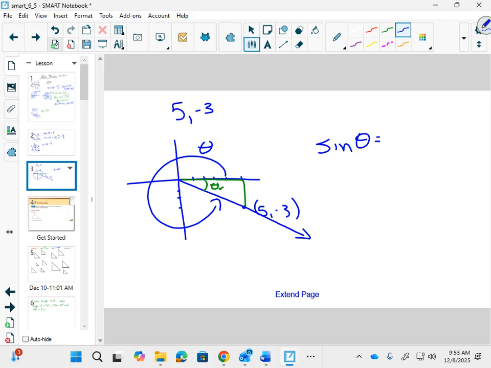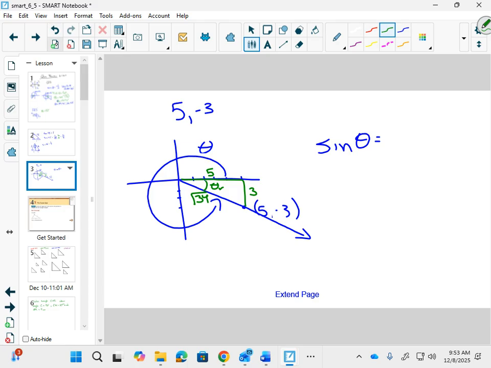You would need to know opposite over hypotenuse. Do I know the opposite side? Yes. Its length is 3 because I've gone down 3. Do I know the adjacent side? Yes, it's 5. But I don't know the hypotenuse. We can figure it out with a squared plus b squared equals c squared. And you'd get square root of 34.